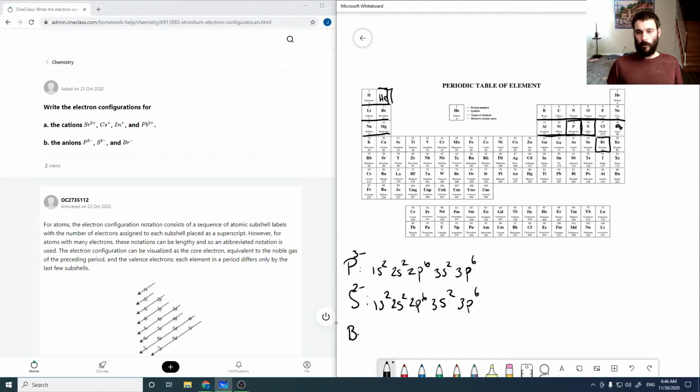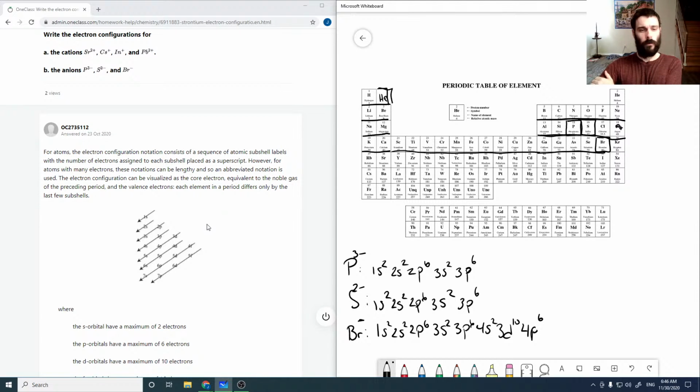And now for bromine, we've got our 1s2, 2s2, 2p6, 3s2, 3p6, so all the way across, and then 4s2, and 3d10, and then 4p5. And then to get the minus, we just add 1 electron, so instead of 5, this becomes 6. Okay, and so there's our anion electron configurations.